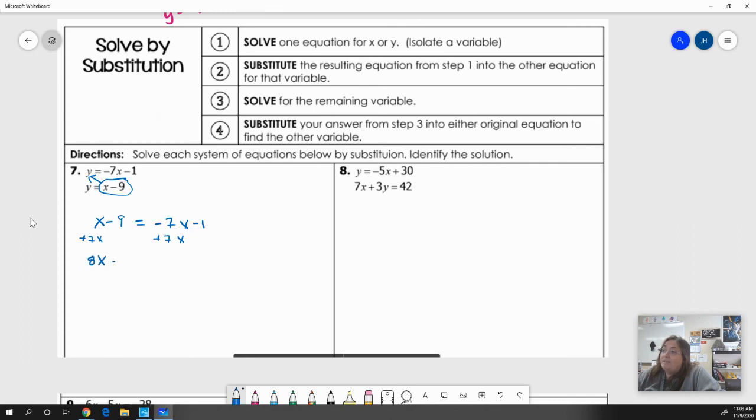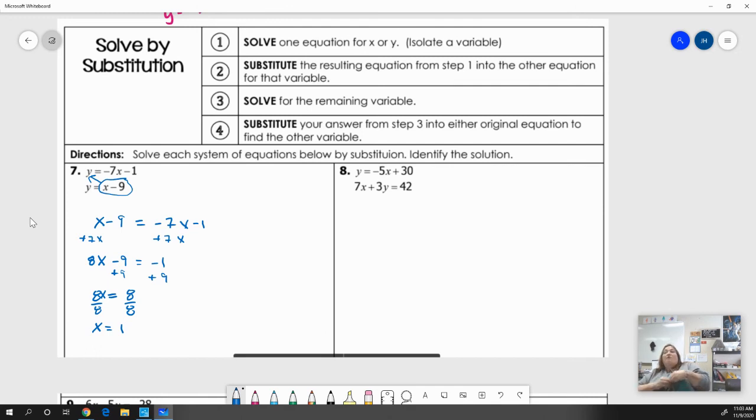So I have 8x minus 9 equals negative 1. Then I can move this 9 over. I can add 9 to both sides. Boom. And I get 8x equals, oops, sorry, I forgot my x. 8x equals minus 1 plus 9, which is just 8. I'm still not solved for x, so I'm going to divide both sides by 8, and I'm going to get x equals 1.